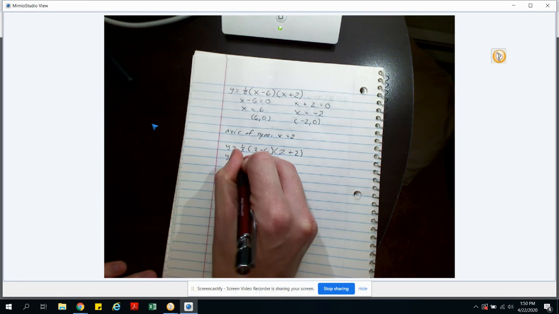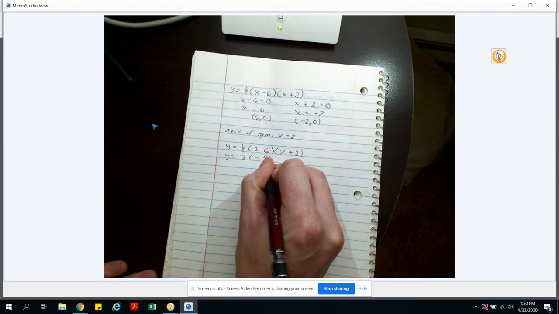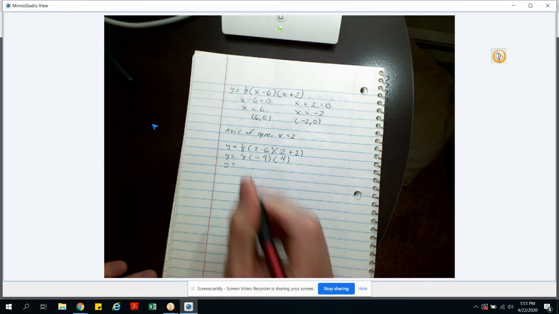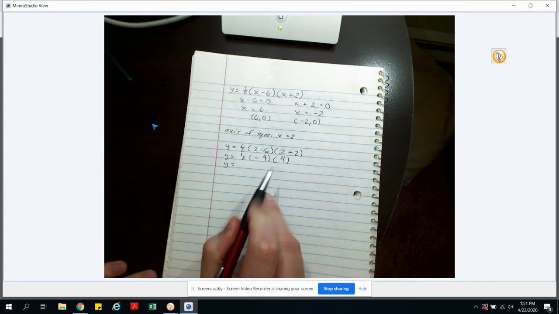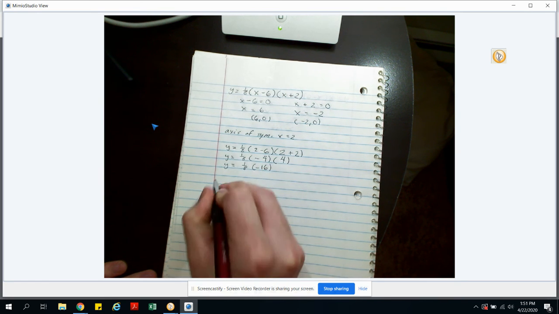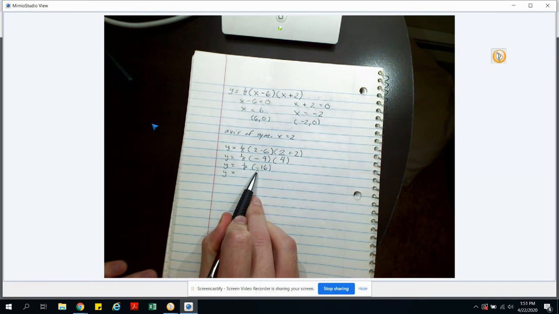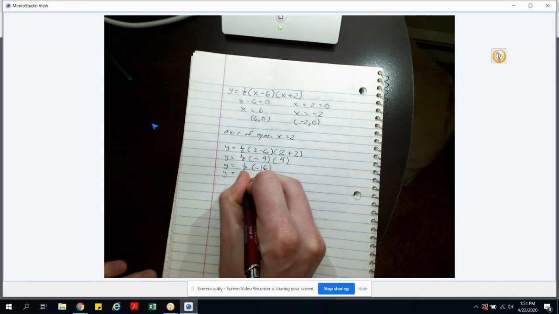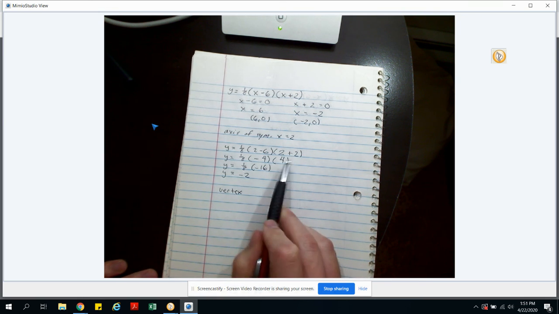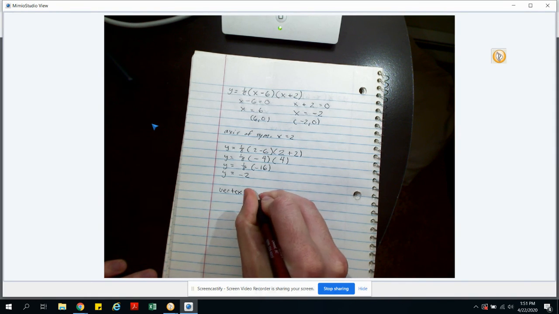Let's go ahead and simplify. 1/8, 2 minus 6, I get negative 4. 2 plus 2, I get 4. Negative 4 times 4, I get negative 16. 1/8 times negative 16, I'm going to get negative 2. So my vertex, when x is 2, y is negative 2.